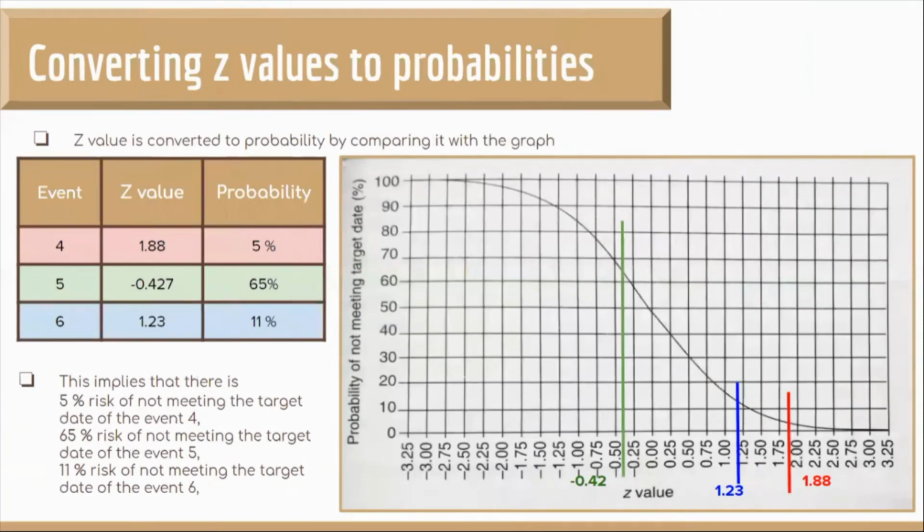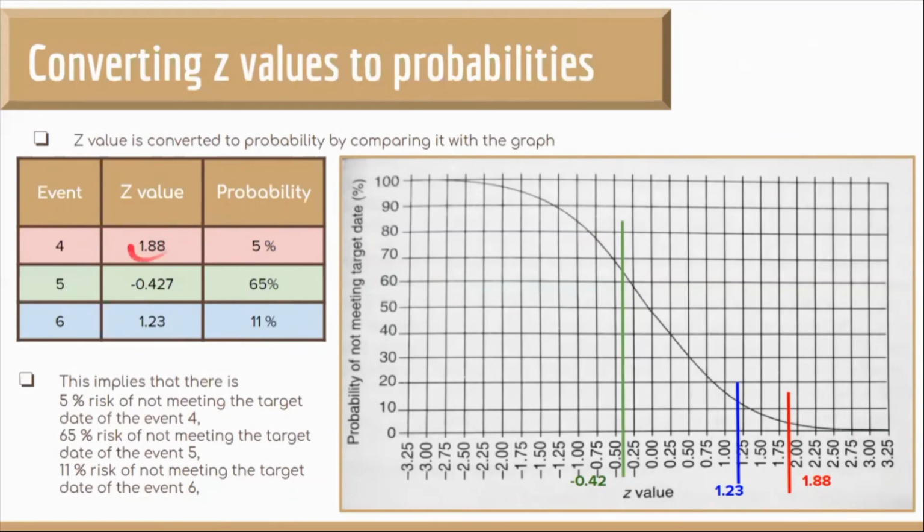Now we plot this in the graph. So we have a graph which has Z value in the x-axis and probability of not meeting the target date in the y-axis. I have represented each of the events in different colors. So 4 is red, 5 is green, and 6 is blue. The graph is the equivalent of tables of Z values, which is also known as standard normal deviates.